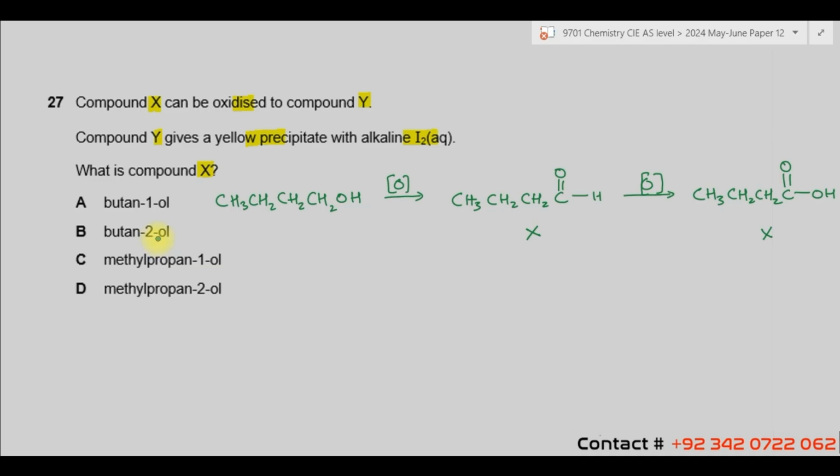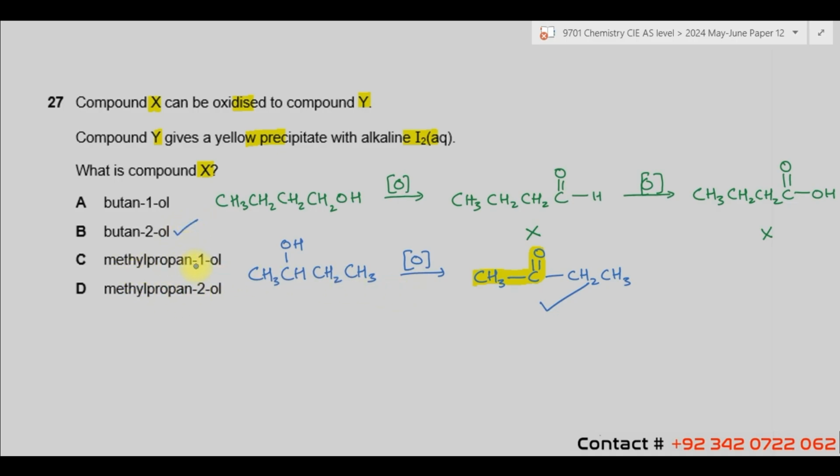Part B, we have butane 2-ol. So now 4 carbon atoms are there. OH is on second carbon. So first step is oxidation. As it is secondary alcohol, it will be oxidized to a ketone. This cannot be further oxidized. So this might be compound Y, which gives a yellow precipitate with alkaline aqueous iodine. Now for that we need CH3 directly attached to C double bond O. This part is present, so it means it will give a precipitate with alkaline aqueous iodine.